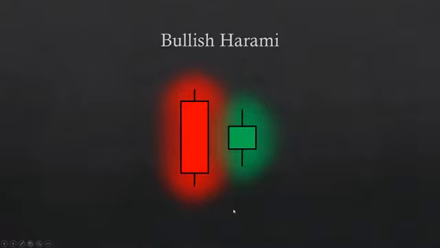The logical interpretation of this pattern is that a small bullish body fully contained within a wider bearish candle means the sellers stopped advancing price to the downside and a small bullish pressure begins to appear. The bullish harami appears when the price is going down in order to signal a reversal to the upside.